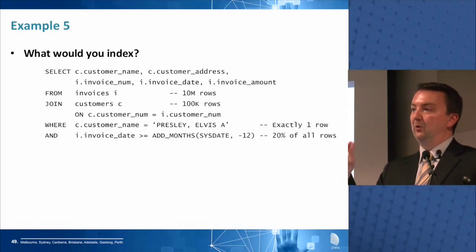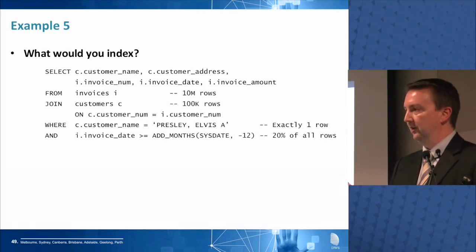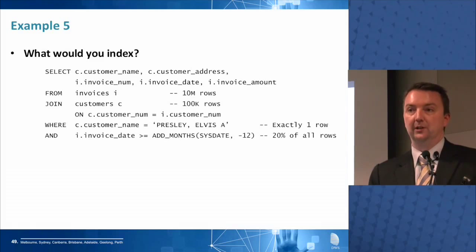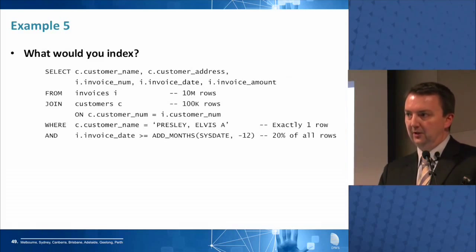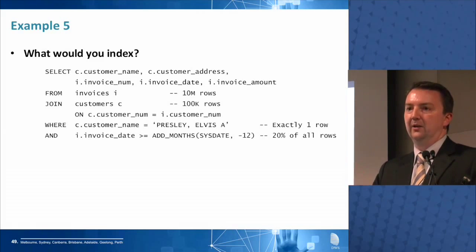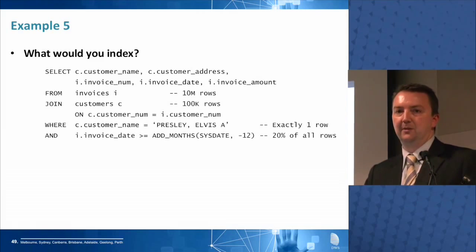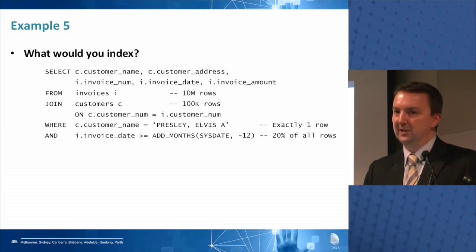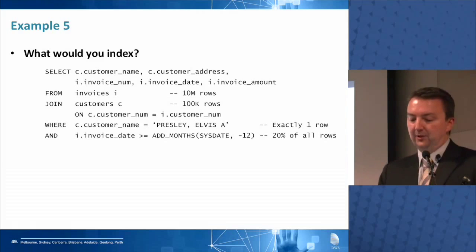If you want to use the second column, the first one needs to be in an equality condition. Our customer number is in an equality condition. That's the join condition. The invoice date is a range condition. Once I've used a range condition in a concatenated index, I can't go and scan on the next column in the index. If it was date and then customer number, I'd be able to scan on the date, but I'd go through 20% of the entire table because I wouldn't be scanning on the customer number. So yes, that's exactly what we'd do.